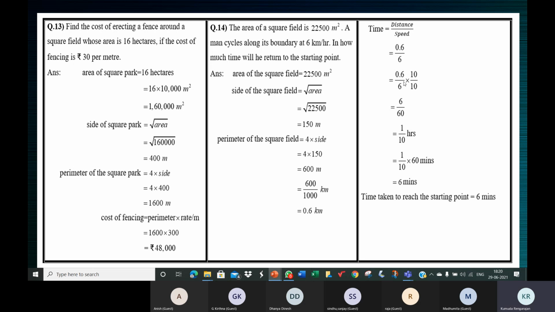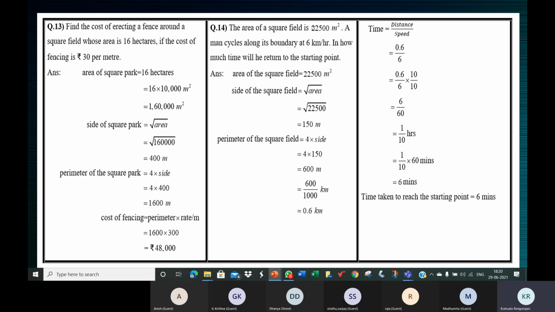And then to shift the decimal point, we multiply the numerator and denominator by 10. So that makes it 6 by 60, 1 by 10 hours. Because the speed is in kilometer per hour, the time you get will be in hours. So how do you convert that to minutes? Multiply by 60. So 6 minutes. So this guy takes 6 minutes to go one round. When he cycles, to cover 600 meters, he takes 6 minutes. So time taken to reach the starting point is 6 minutes.